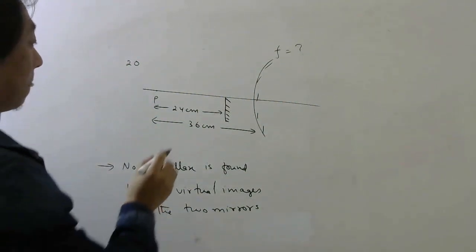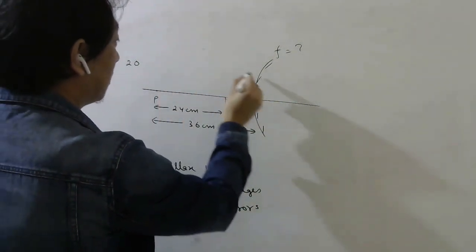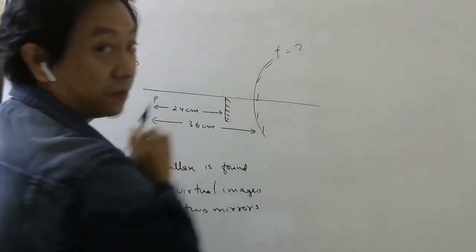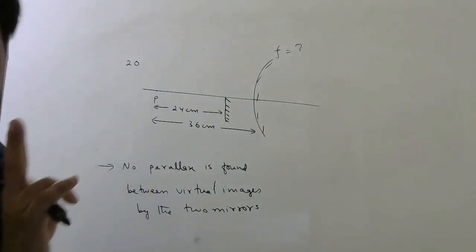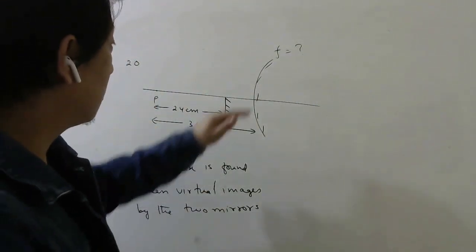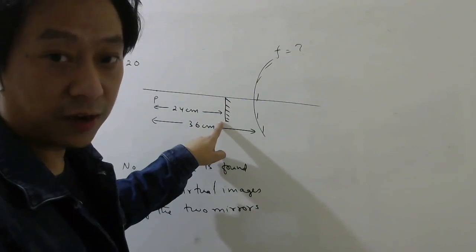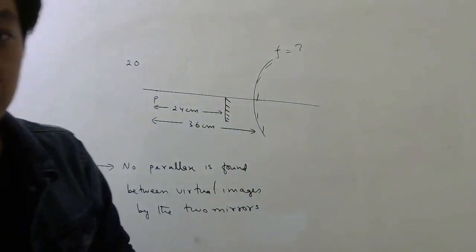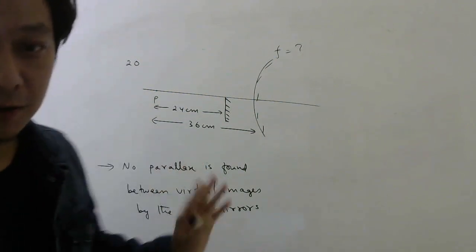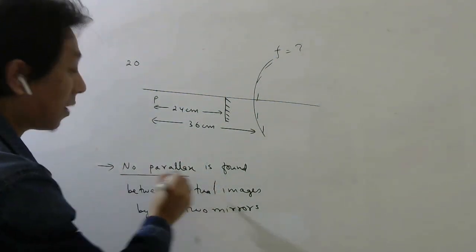Now look here. Because of reflection here, one image will be formed. Because of reflection here, one image will be formed. So two images will be formed because of reflection from the plane mirror and reflection from the convex mirror. Those two images, according to the question, should not have parallax.